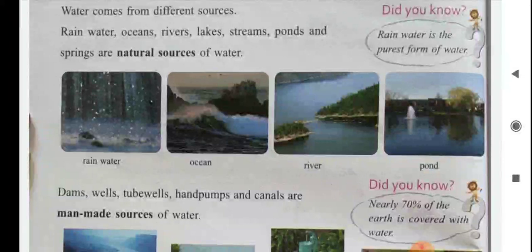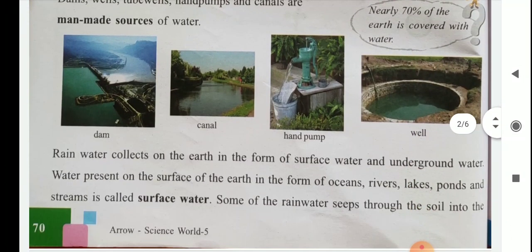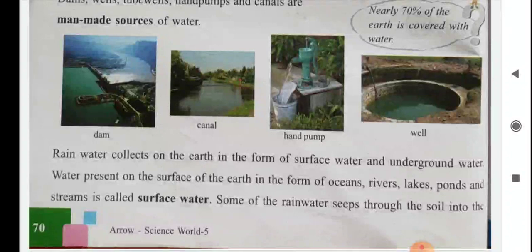Children, remember rainwater is the purest form of water. Nearly 70% of the earth is covered with water, which means only 30% of the earth is land. Rainwater collects on the earth in the form of surface water and underground water. Water present on the surface of the earth in the form of oceans, rivers, lakes, ponds and streams is called surface water.